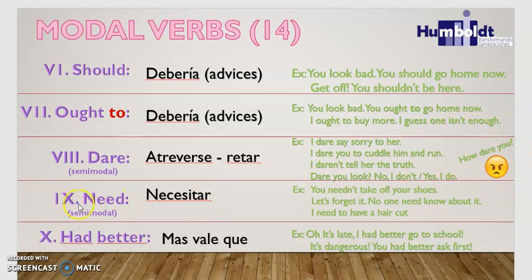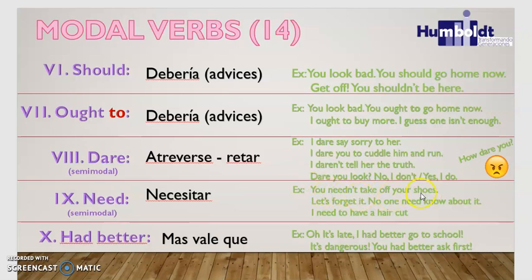The number 9, we continue with the other one, is need. This is also a semi-modal. Why is it a semi-modal? Because you can use it as a normal verb or as a modal verb. Okay? So you can say I needn't. In this case, this is a modal. Remember that need is necesitar. So if it is a modal, you can use it in this way. Need not is needn't. So you needn't take off your shoes.